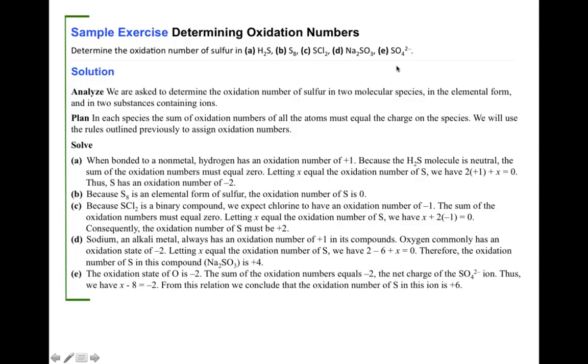In example E, we have SO4 2-. As we mentioned, oxygen is -2. We have 4 of them, so this is going to be -8. Now it's X minus 8 equals -2. Remember that here the ion has a -2 charge, so this must be equal to -2. To do that, X must be +6, because +6 minus 8 is -2. And that's the oxidation number of sulfur in this sulfate ion.